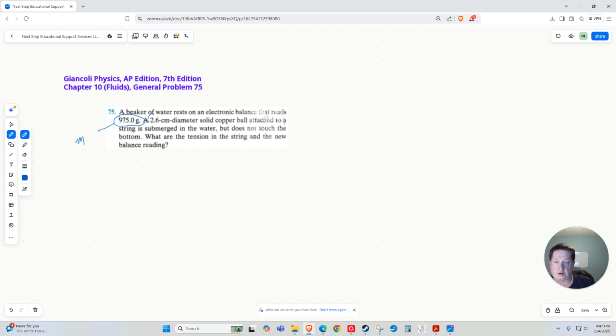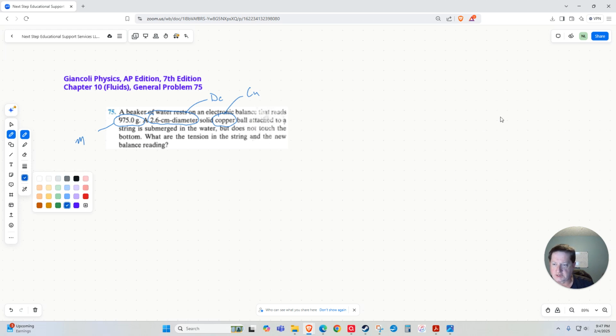I have a 2.6 centimeter diameter solid copper ball, so that's the diameter of the copper. And since they're giving me a diameter and it's saying it's solid, I'm going to assume that's a sphere. We're dealing with copper here for our material. We'll probably look at density for that later. It's attached to a string, submerged in the water, does not touch the bottom.